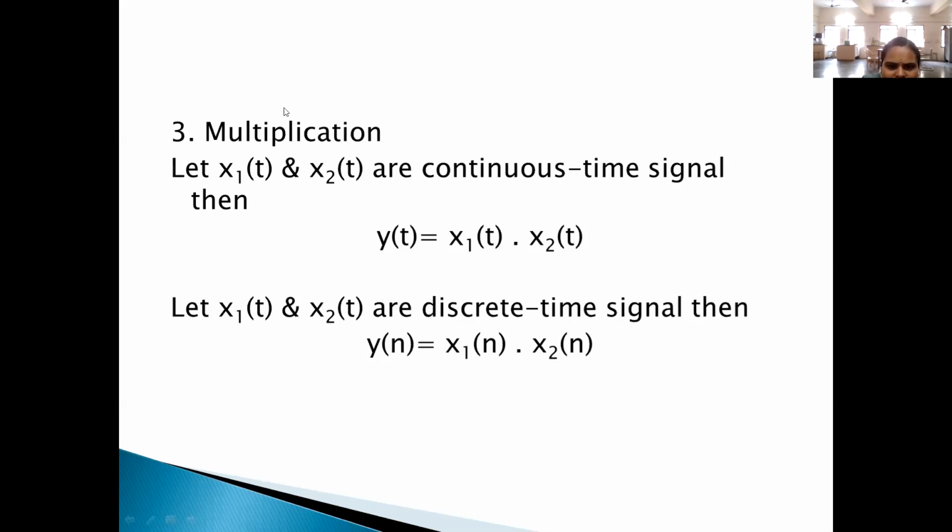Next, in multiplication, again just a change here. Here the discrete signals are x1 of n and x2 of n. Multiplication, same thing: y of t equals x1 of t into x2 of t in terms of continuous. In terms of discrete, y of n equals x1 of n into x2 of n. This is how you have to do it.